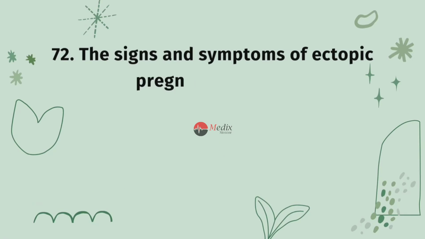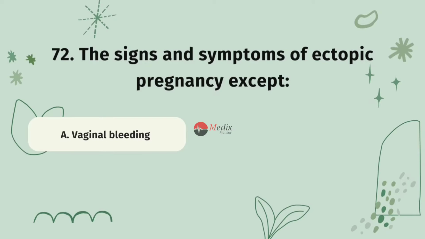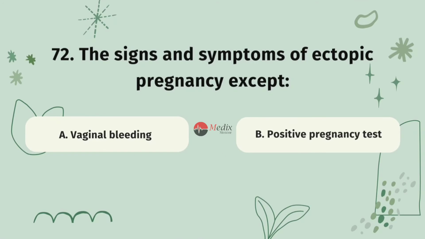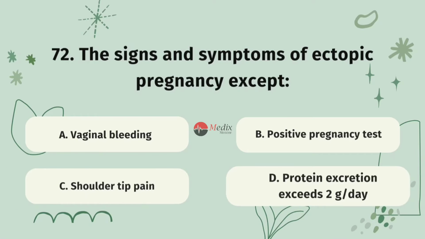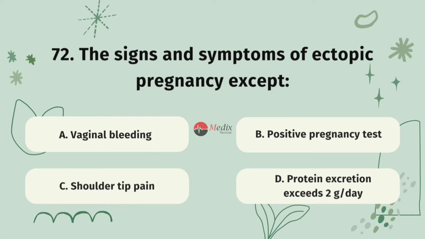Question 72. The signs and symptoms of ectopic pregnancy, except Option A, vaginal bleeding. Option B, positive pregnancy test. Option C, shoulder tip pain. Option D, protein excretion exceeds 2 grams per day. The correct answer is D.